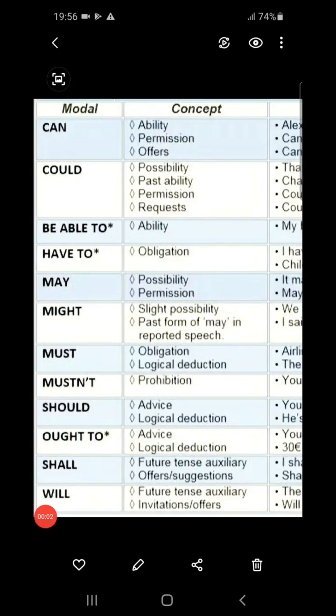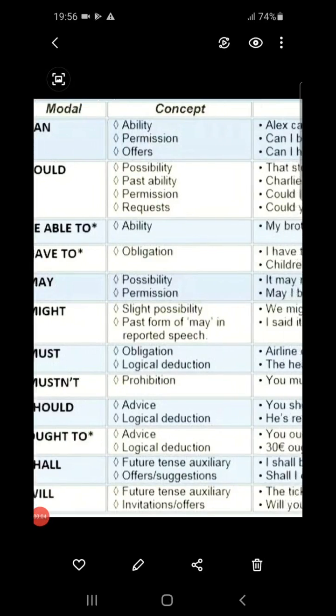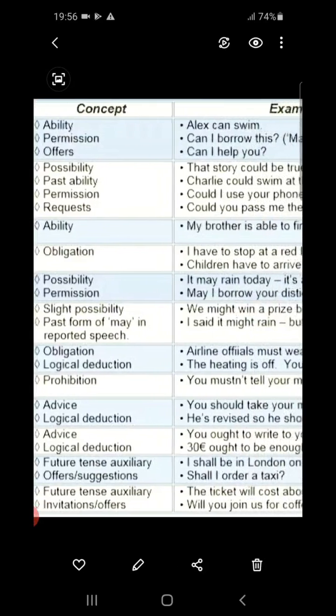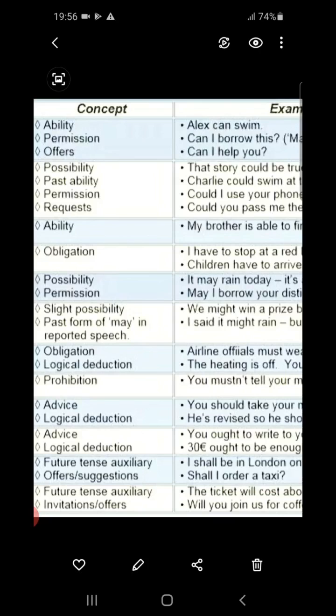Modal can. Let's see the first example which expresses ability. Alex can swim. So, anyone can do any task. So, that reflects his or her ability.